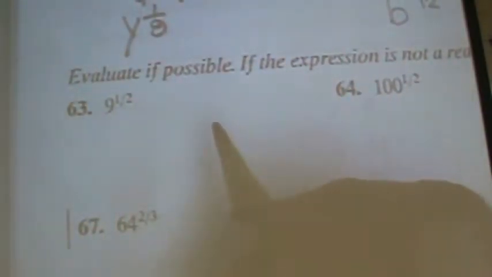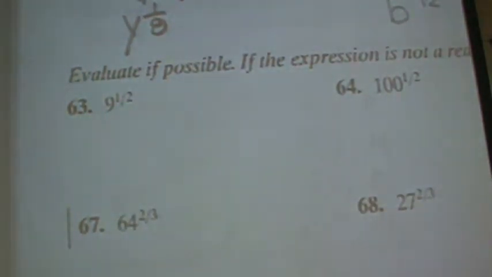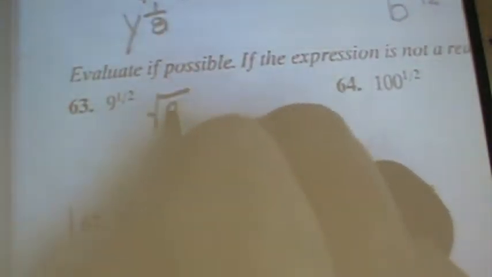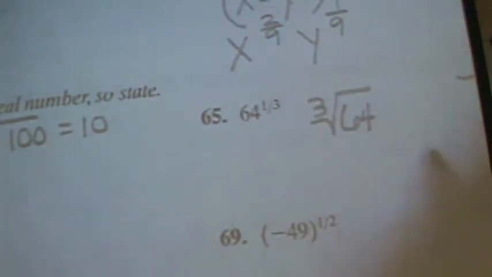Okay, the next ones. Evaluate if possible. This is asking you, what's the square root of 9? Well, we can do the square root of 9, it's 3. What's the square root of 100? That's easy, that's 10. What's the cube root of 64? 4 times 4 times 4? That's easy.